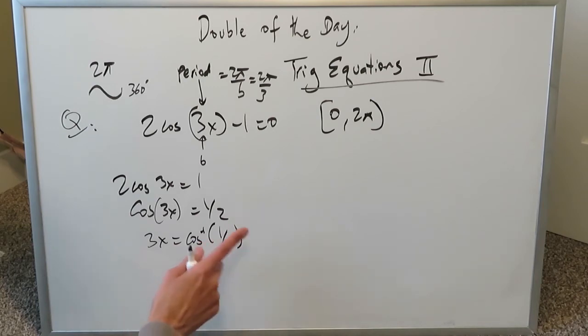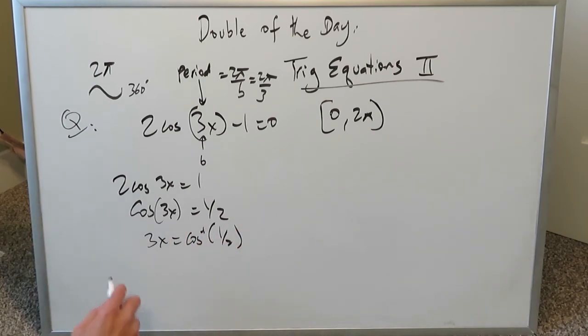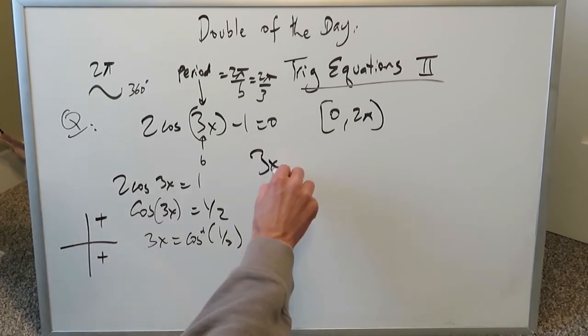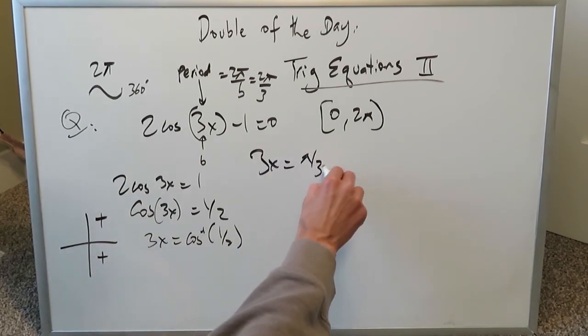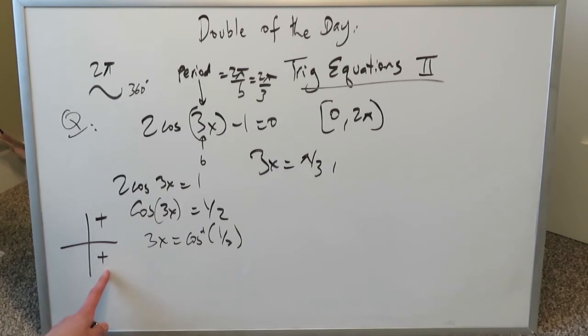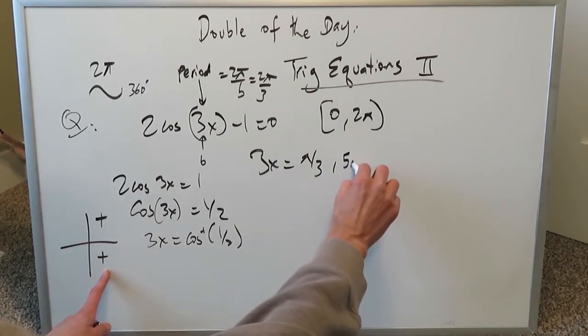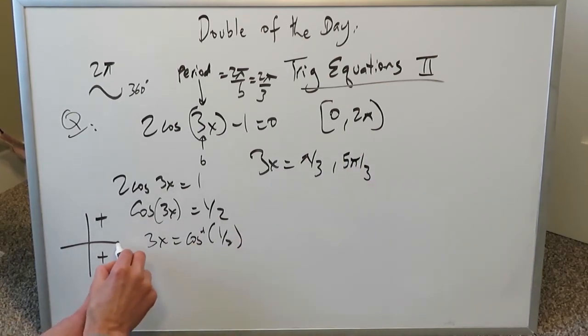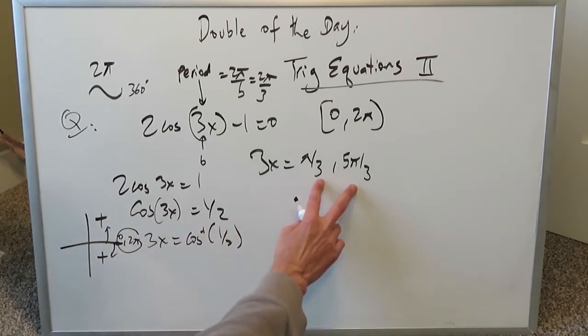Again, what angles, if you were to cosine them, you get a positive half. Cosine is again positive in the first and the fourth quadrant. 3x is equal to 60, which is pi over 3, and 3x is equal to 300, which is 5 pi over 3. Remember, you're using your 0 and your 2 pi reference horizontal to get this. You're going 60 up and you're going 60 down. That's a positive 60 and that's a 300. And that's what these are.